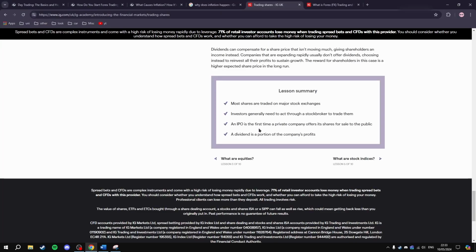So, lesson summary. Most shares are traded on major stock exchanges. Investors generally need to act through a stockbroker to trade them. An initial public offering is the first time a private company offers its shares for sale to the public. A dividend is a portion of the company's profits.